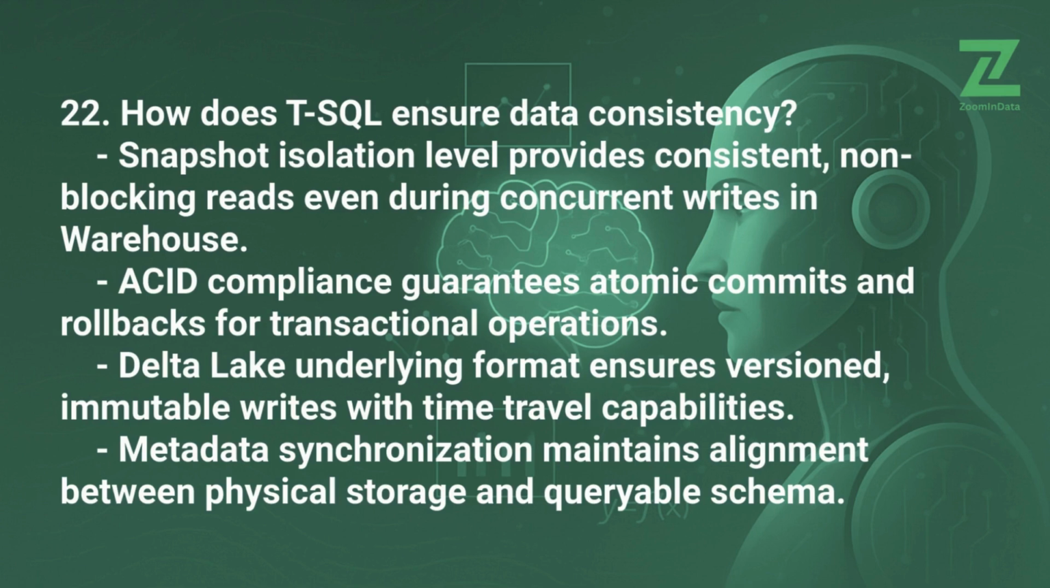22. How does TSQL ensure data consistency? Snapshot isolation level provides consistent, non-blocking reads even during concurrent writes in warehouse. ACID compliance guarantees atomic commits and rollbacks for transactional operations. Delta Lake underlying format ensures versioned, immutable writes with time travel capabilities. Metadata synchronization maintains alignment between physical storage and queryable schema.